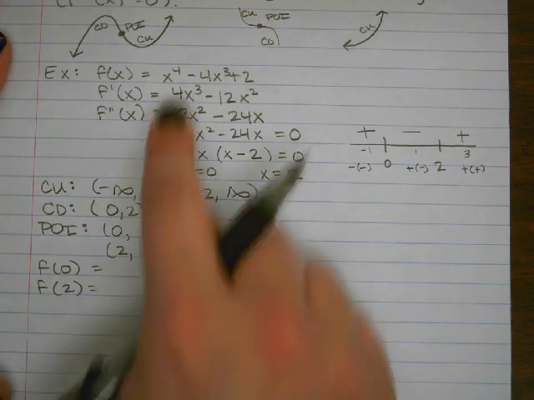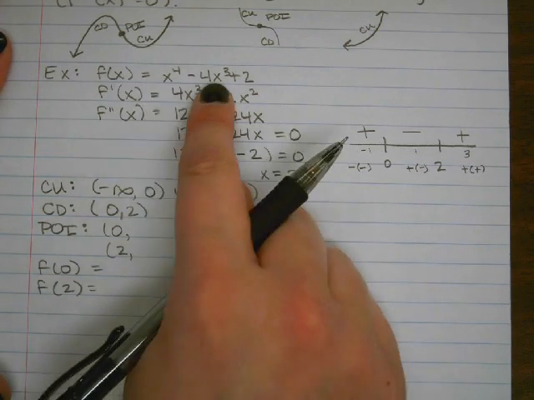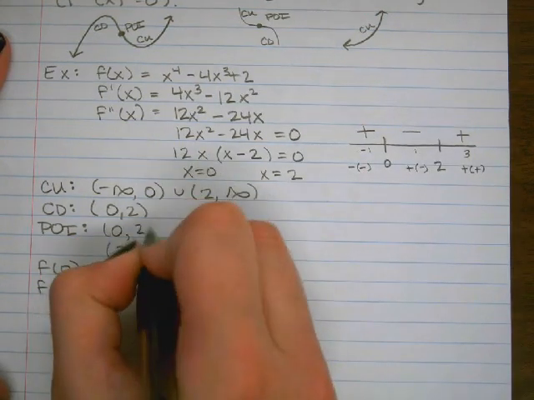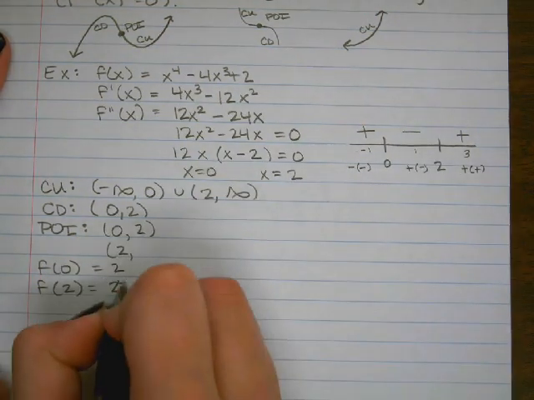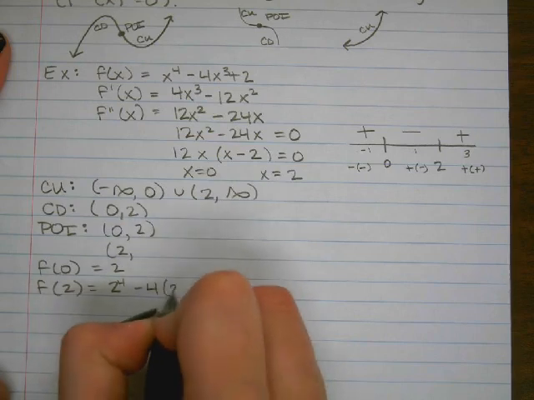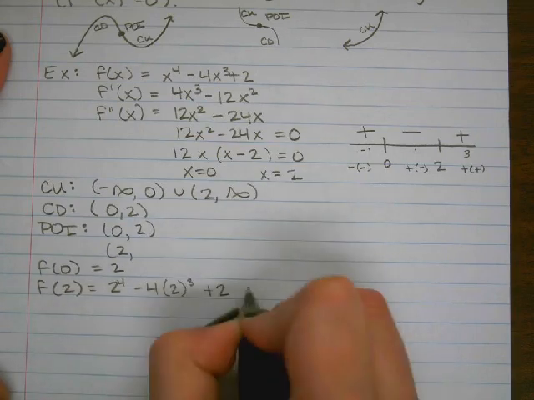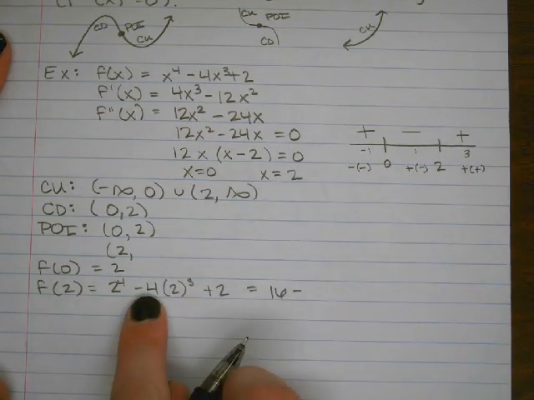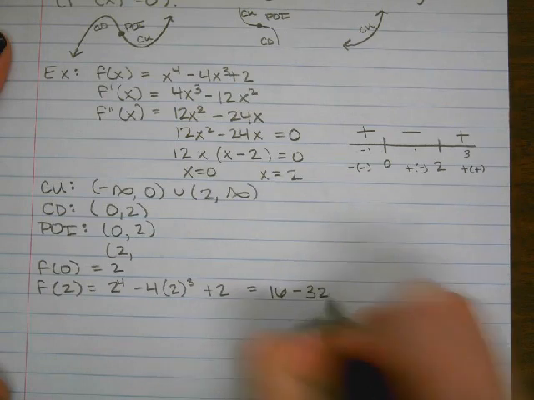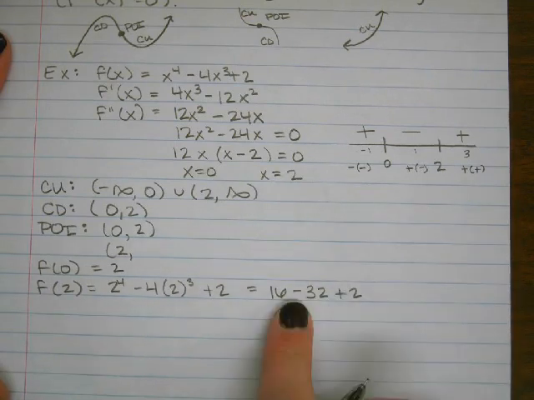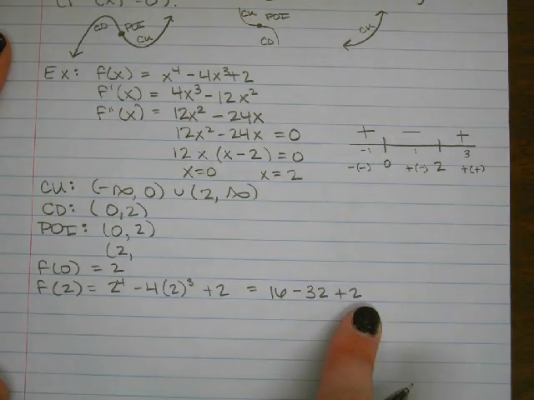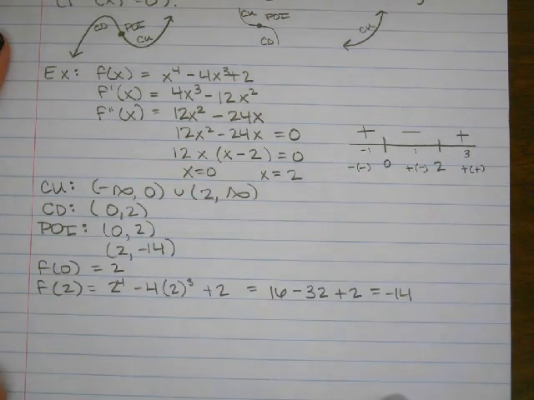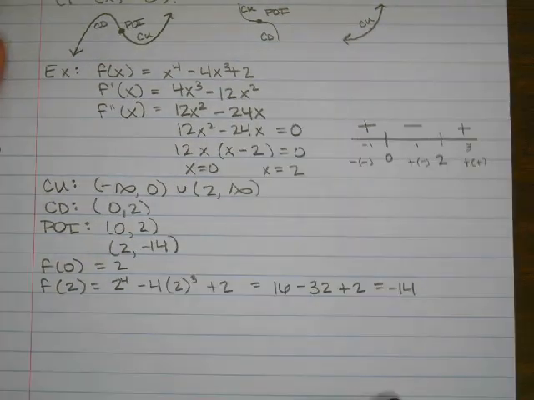And so I've got 0 to the 4th minus 4 times 0 to the 3rd plus 2. So it's definitely just 2. And then 2 to the 4th minus 4 times 2 to the 3rd plus 2. So that's 16 minus 4 times 8 plus 2. So negative 16 plus 2 is negative 14. All right, so there's our point of inflection.